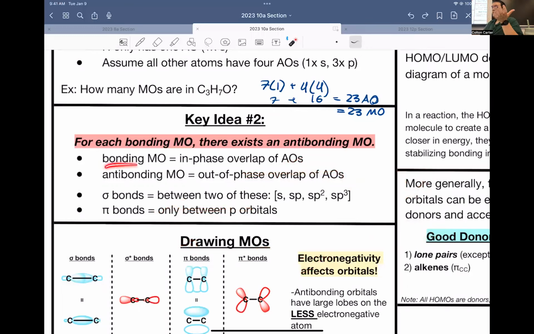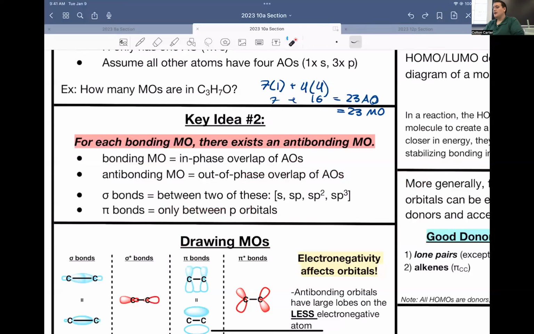So bonding molecular orbitals are the in-phase overlap of these atomic orbitals. And this is the whole thing that's like crazy Schrodinger or whatever. Electrons are particle-like and wave-like. They have phase, but they also have position. That's a bit too much. Just know you can overlap in phase or out of phase, like the plus plus or the plus minus canceling out.